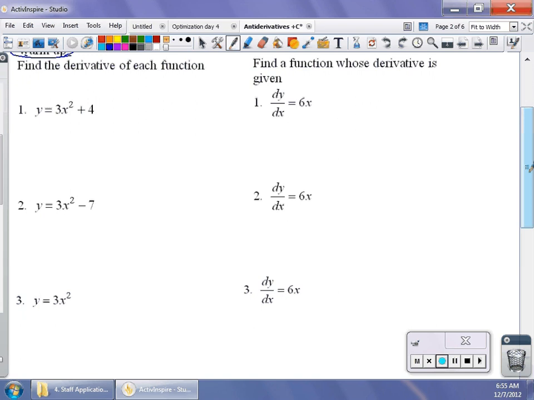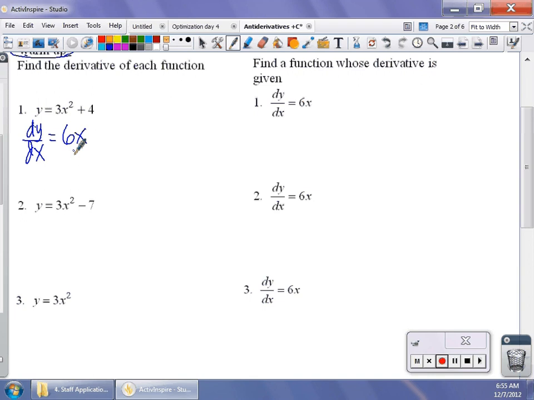So in problem number 1, when you find the derivative, that's pretty easy stuff. You get dy/dx, or I could write y prime, is equal to 6x, and that's done by the power rule. Number 2, we have almost the same function. In problem number 1, we have a quadratic function of 3x squared plus 4, and number 2, we have a quadratic function of 3x squared minus 7.